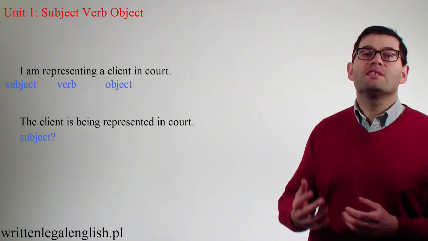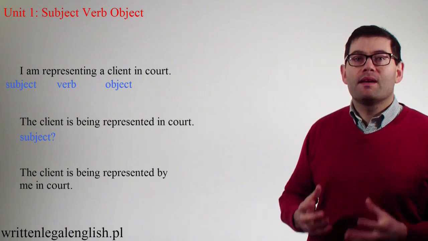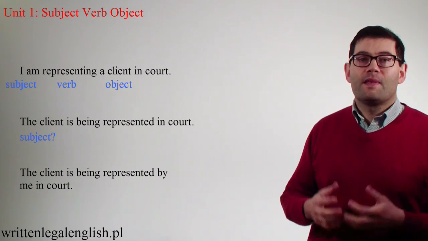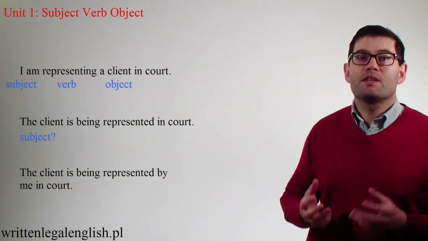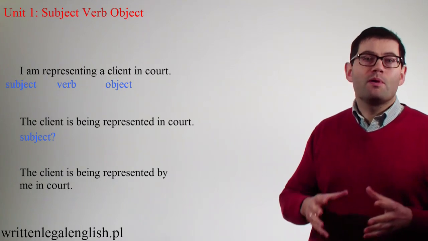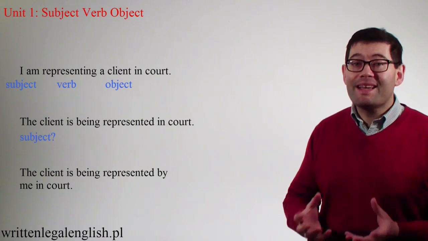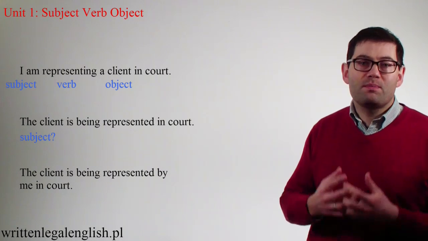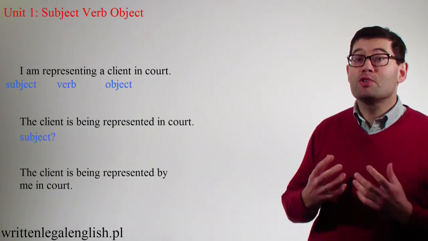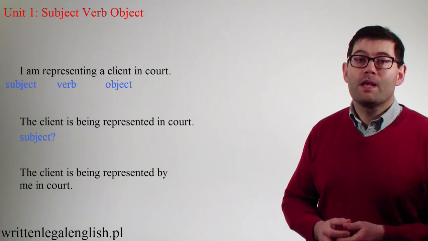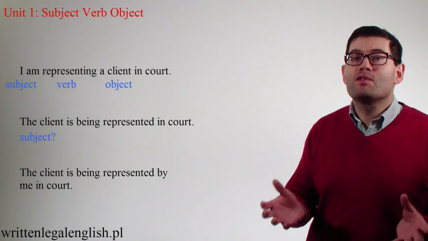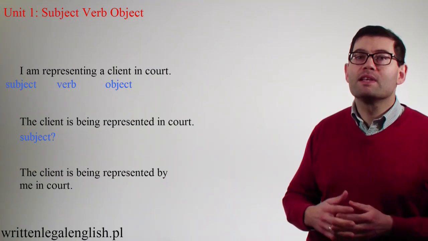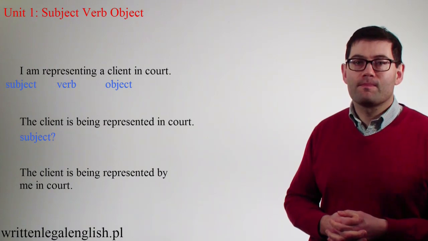As a result, you get something like this. The client is being represented by me in court. Here the writer has included the subject by using by to do so, but what the writer has done is make a classic mistake which you commonly see in legal writing, misusing the passive to communicate a message which should be active. Just to briefly explain, we can of course use the passive, but only if we meet one of the three rules that we'll meet in Unit 8.